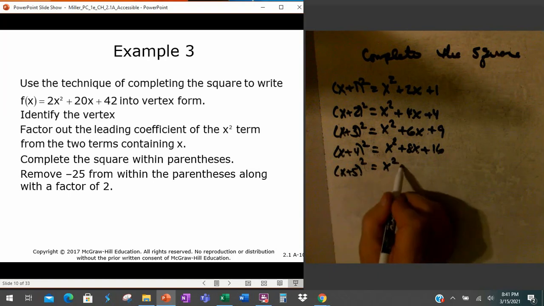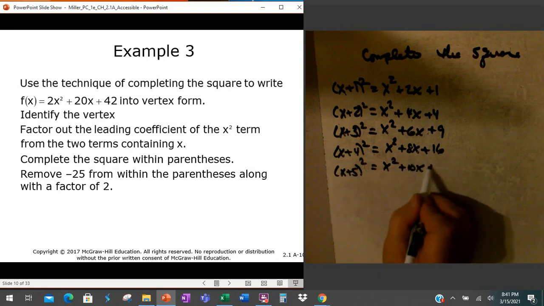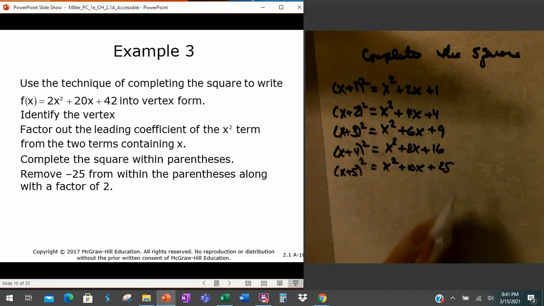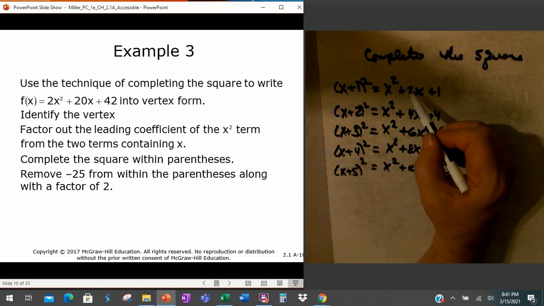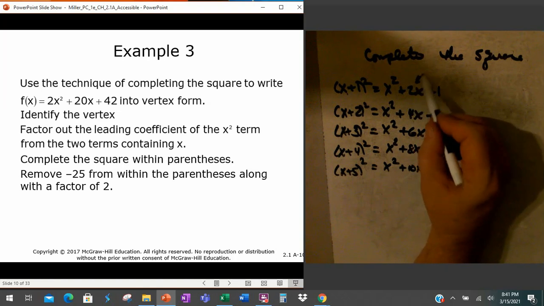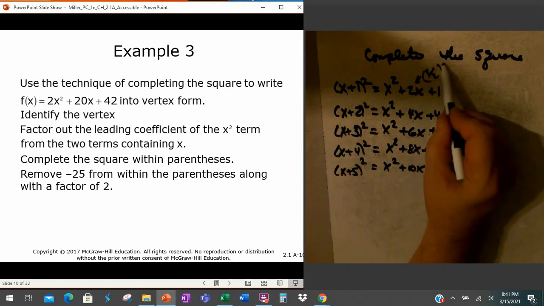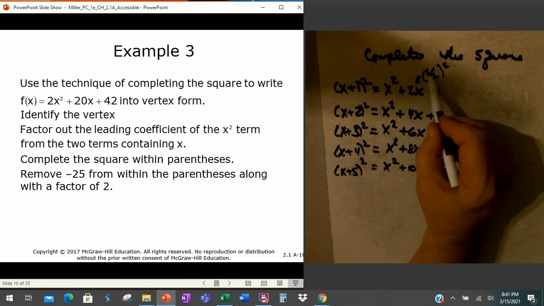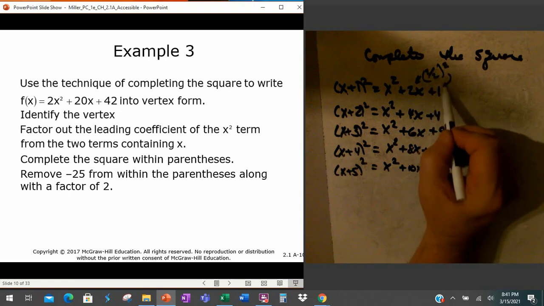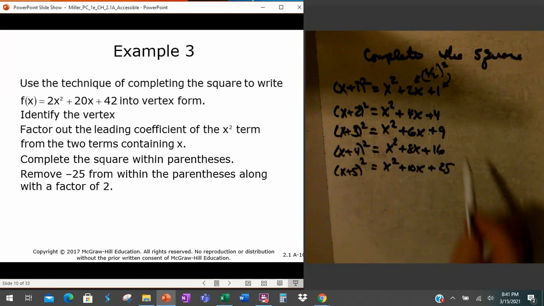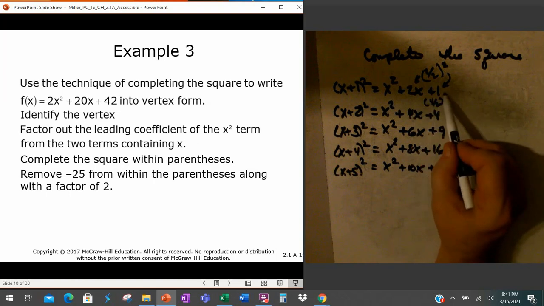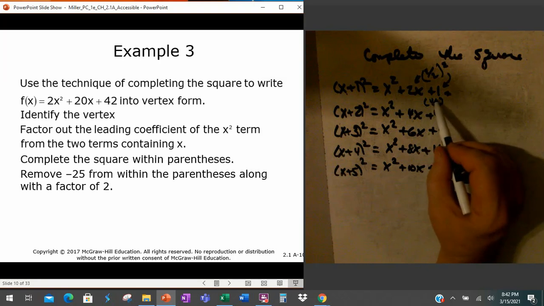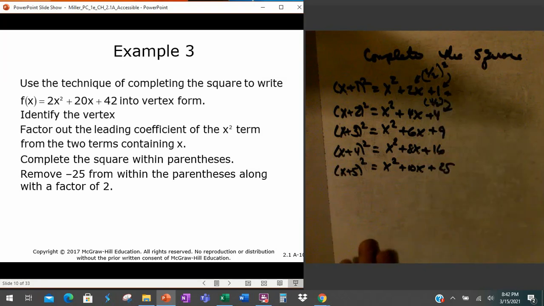Five x times 2 is 10x, and then I square the 5, and that gives me 25. Okay, so I do this to make a general note of what we're doing. If I take this and divide by 2, 2 divided by 2 is 1, and 1 squared is 1. Notice that. If I do this, 4 divided by 2 is 2, 2 squared is 4, that's exactly what I get.